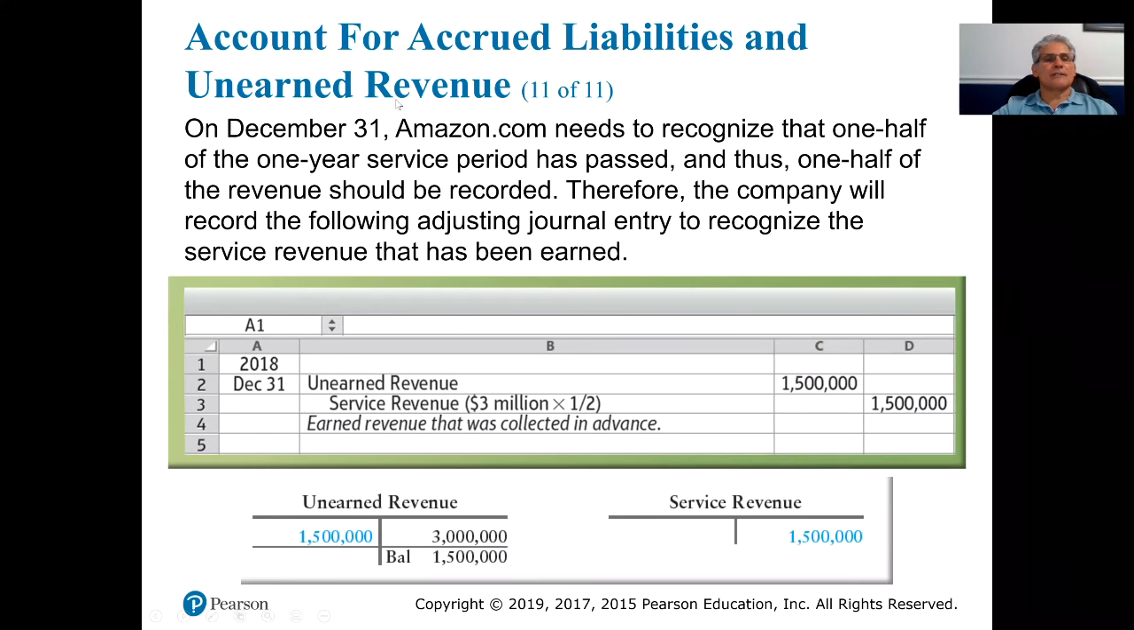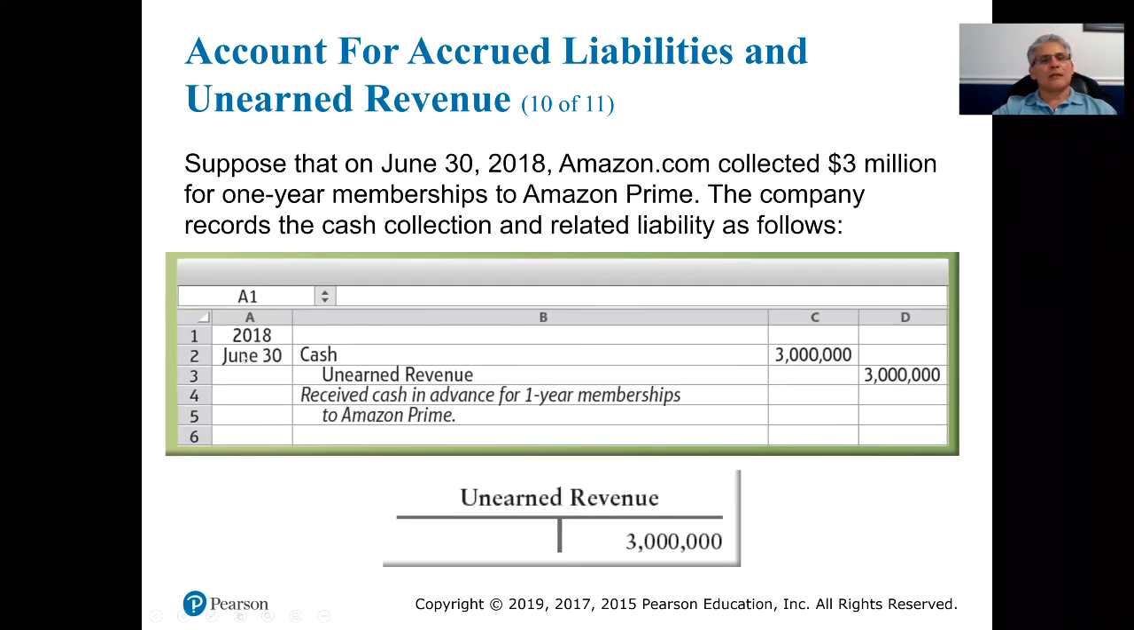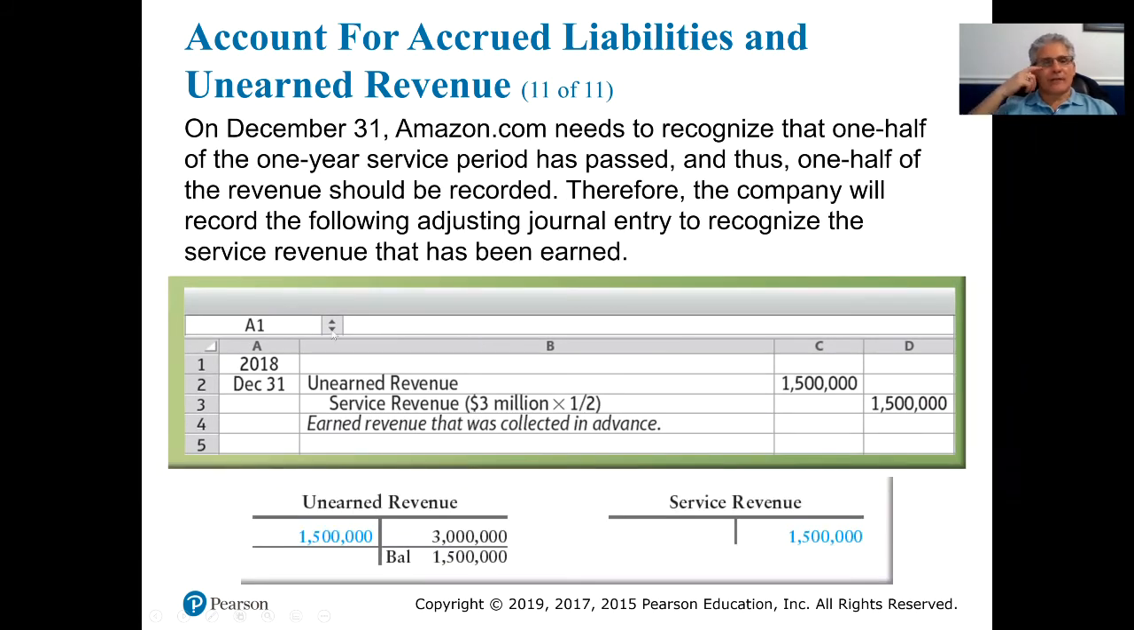Okay, so then on December 31st, when did they take this in? On June 30th. So 6 months ago, they took the money in. It was for a one-year membership. It probably started July 1st. So now we're at December 31st. Well, some of this has actually been earned. If the membership is for 1 year, then the membership starts on July 1st and goes all the way to June 30th of the following year.